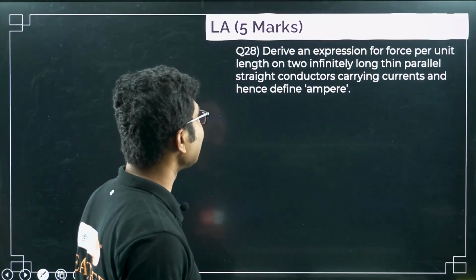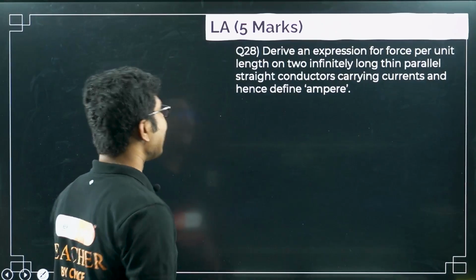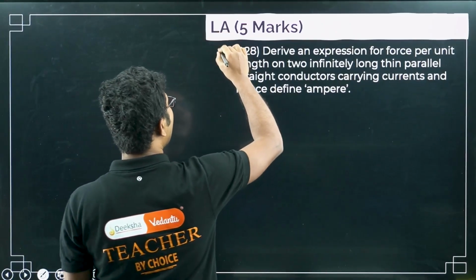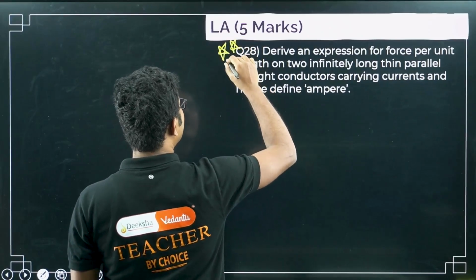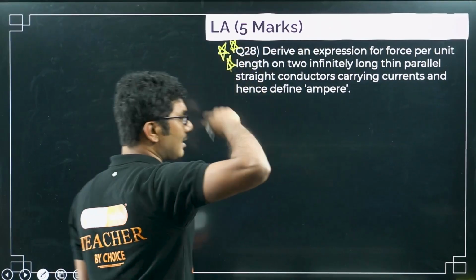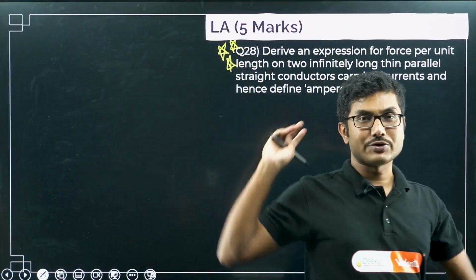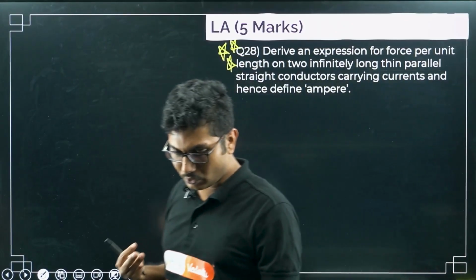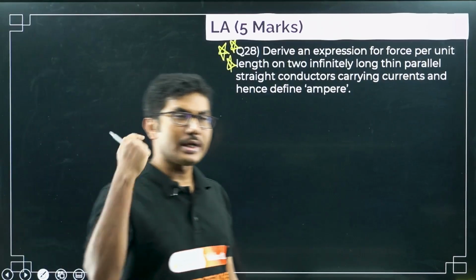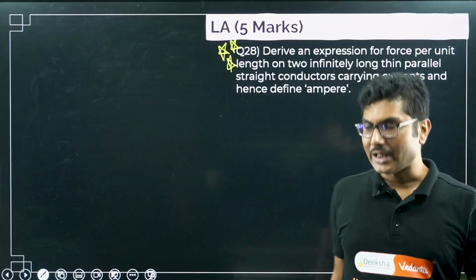Okay, now next question: derive an expression for force per unit length on two infinitely long thin parallel straight conductors carrying current, hence define ampere. This is the second most important question. Every alternate year, in fact, this question has come more than the other question. If that question is coming twice, this question is coming thrice. And this question is most important for your year. Why am I saying that?